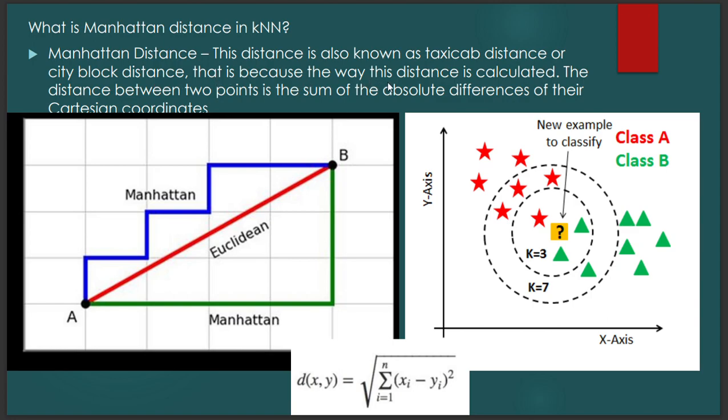That is because of the way this distance is calculated: the distance between the 2 points is the sum of the absolute differences of their Cartesian coordinates. Here we can see this is the Euclidean straightforward distance, which we calculate by applying the Pythagorean theorem, whereas the Manhattan distance is the route.